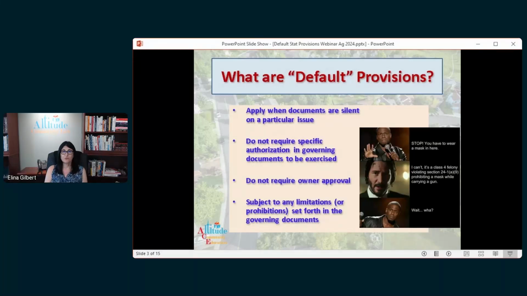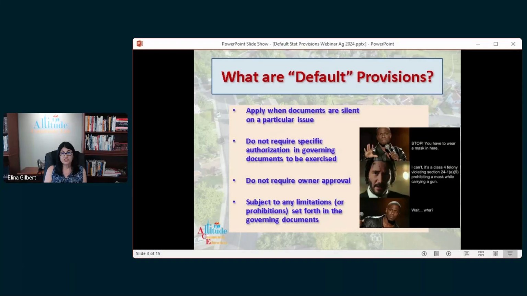So what are default provisions? Default provisions are essentially statutory provisions that kick in when our documents don't give us any information on a subject. If the documents are silent, the statute sometimes gives us some fill-in-the-blank information that we can use, which is very helpful.